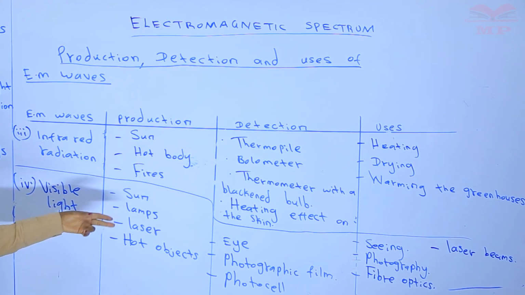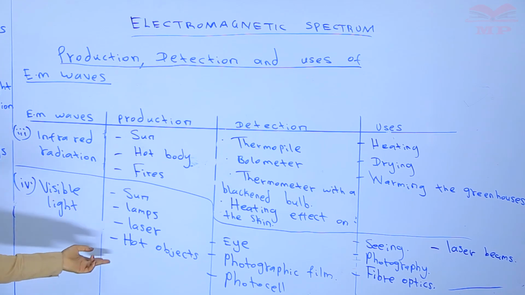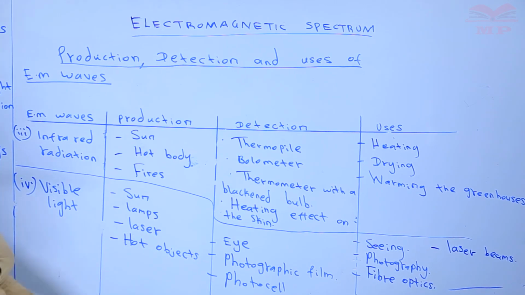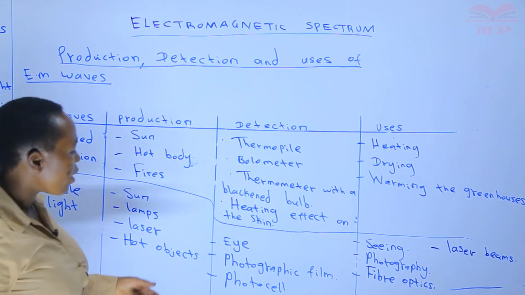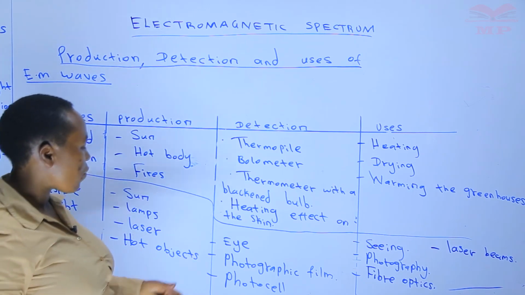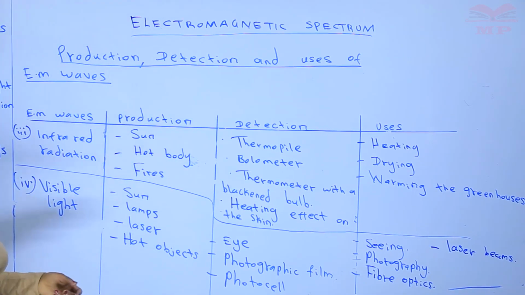The production is by the sun, the lamps, the laser, the hot objects. It is detected by the eye, the photocell and the photographic film. It is used in photography, in seeing, in optical fibers, that is in optics, and in laser beams.